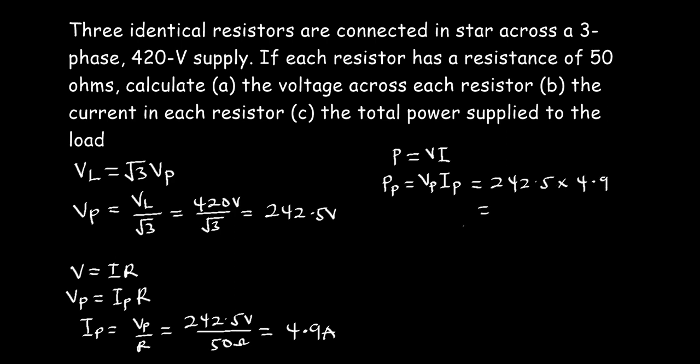So let's punch this on the calculator and see the answer you will get. So 242.5 times 4.9 will give us a value of 1188.3 watts. So this will be the power on a single load. So to find the total power, that will be that value multiplied by 3. So 1188.3 times 3 will give us a value of 3,564.9 watts. So this will be the total power on the load.